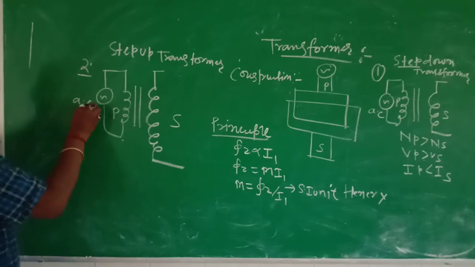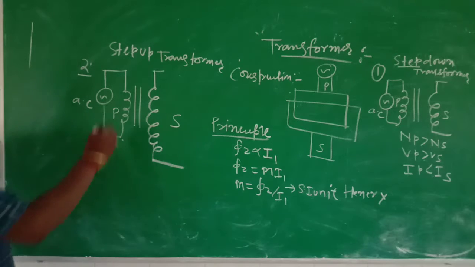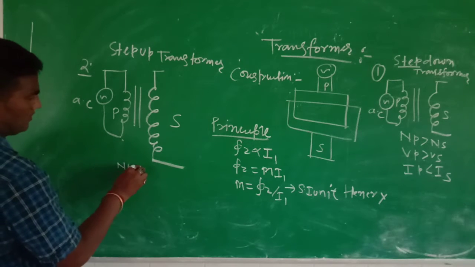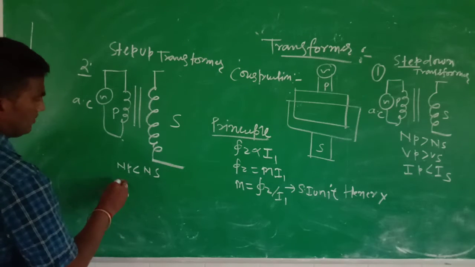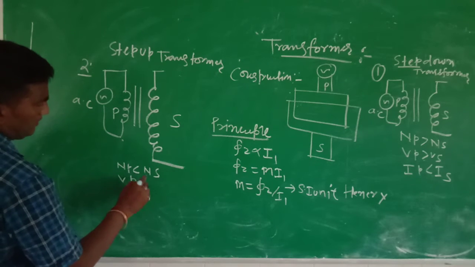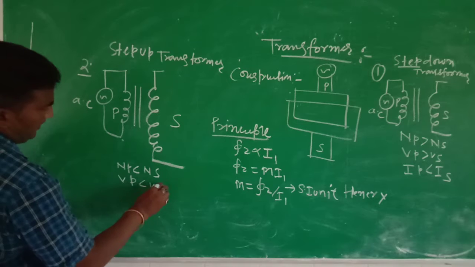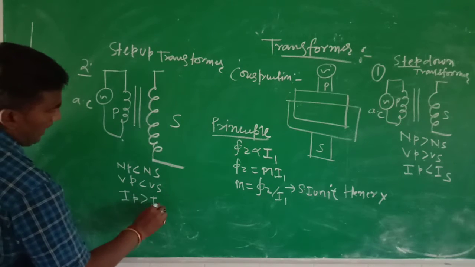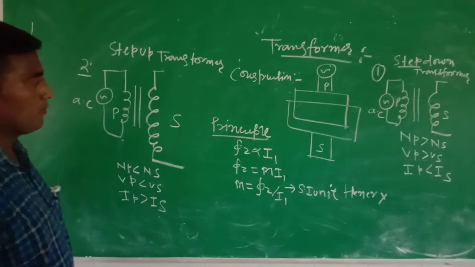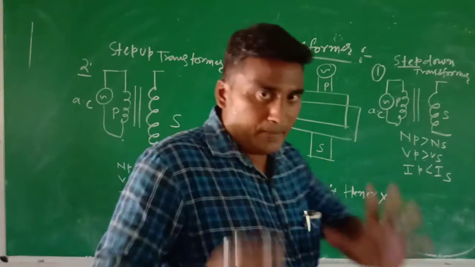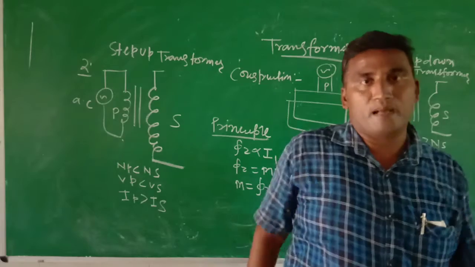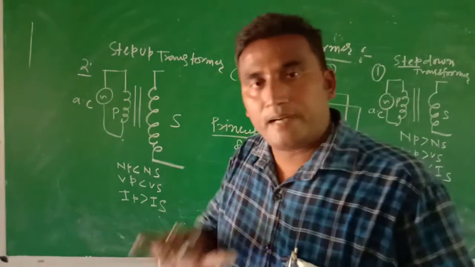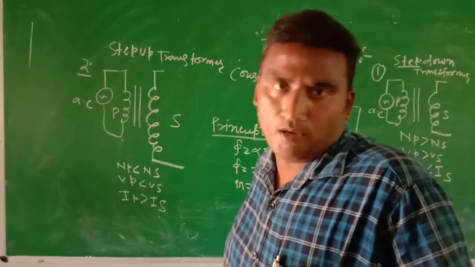AC circuit, primary coil and secondary coil. We observe that in the given figure, NP is less than NS, VP is less than VS, but IP is greater than IS. We identify both types of transformer basically by the number of turns. If the number of turns in the secondary coil is less than the primary, that will be a step down transformer.